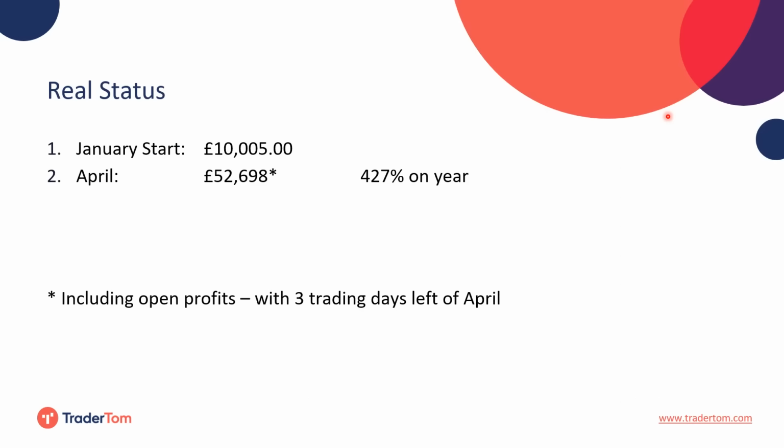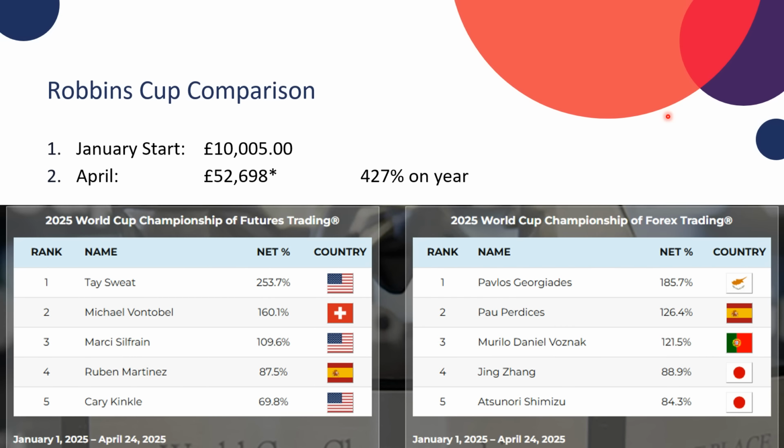So that's the status. Now I get a bit of a kick comparing myself to the Robin's Cup, which is a trading competition, and as of this week the leader is up 253% in the futures trading. I noticed that this gentleman here, Carey, well, last time I checked was up about 200%, then he was down to just 50-60%, and now he was back up to about 180%, and now he's down to 69%.